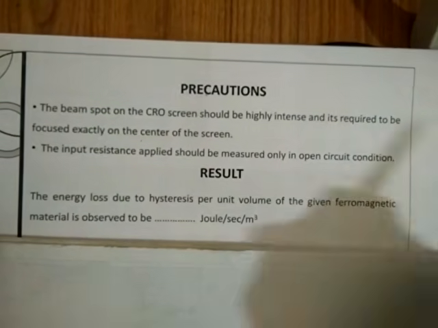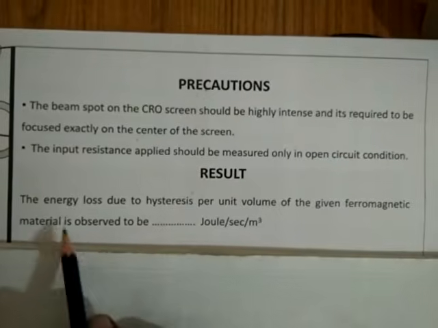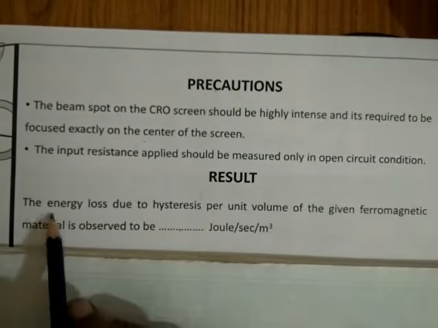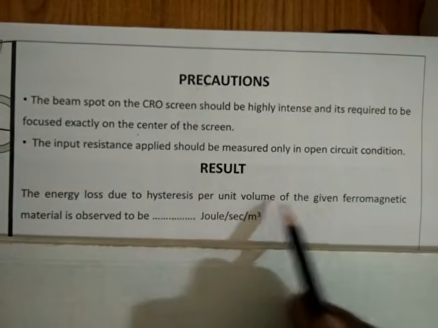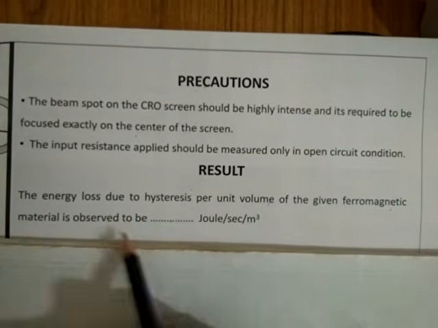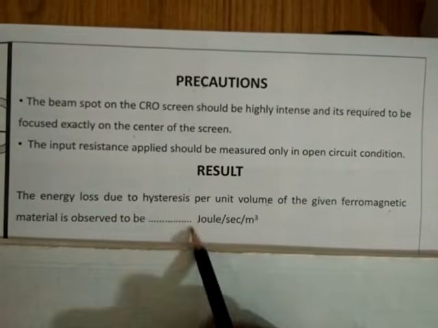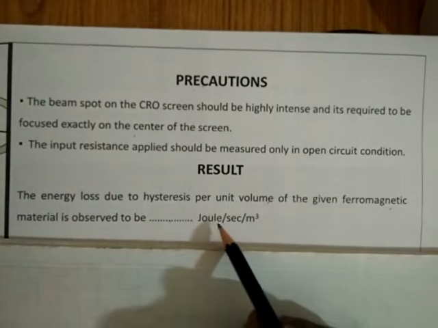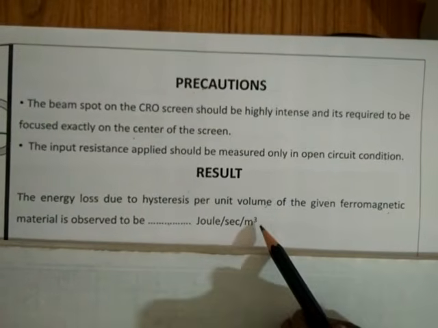Now finally, after measuring the average energy loss, represent the value over here. The energy loss due to hysteresis per unit volume of a ferromagnetic material is observed to be the average value which you have obtained. The units are joule per second per meter cube in SI system.